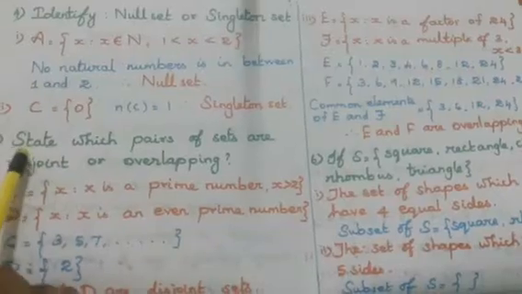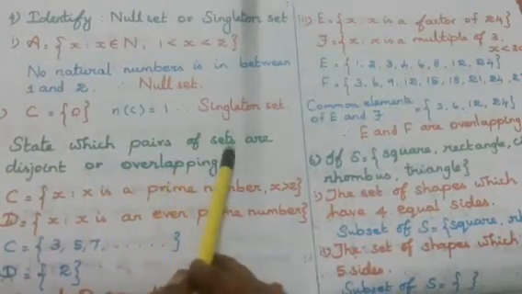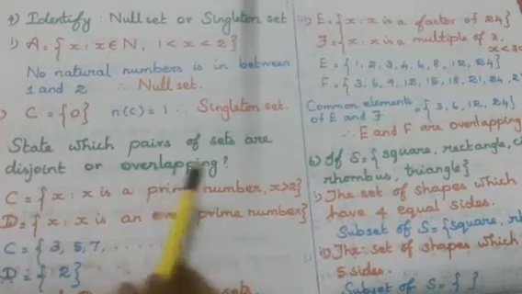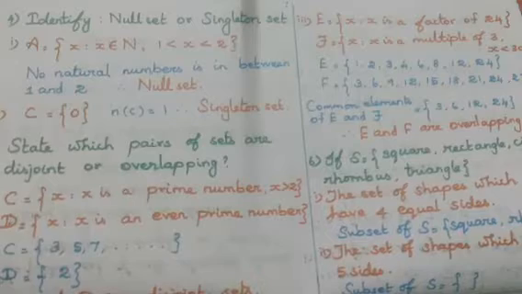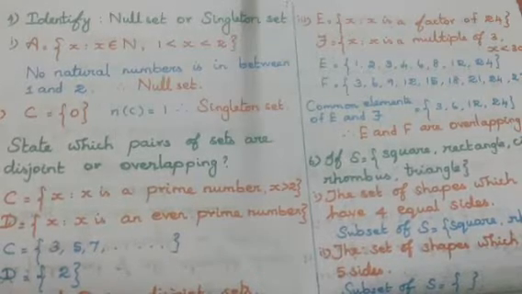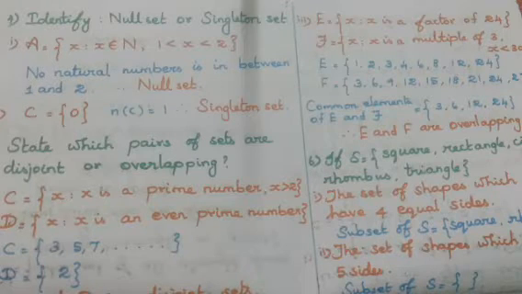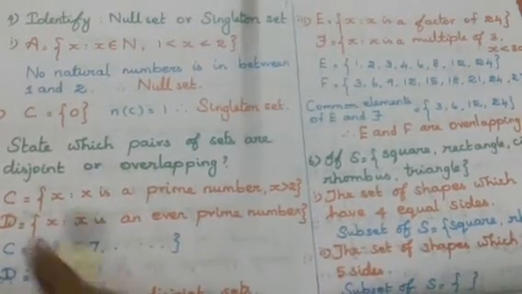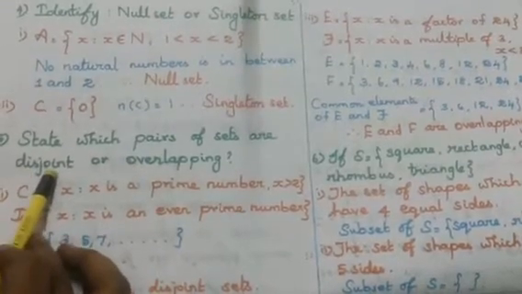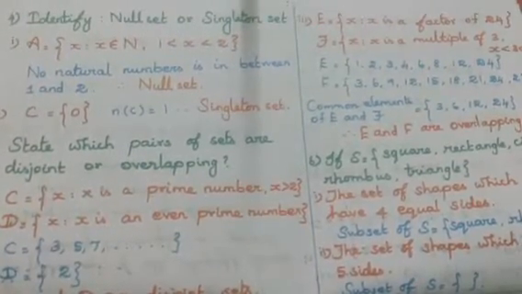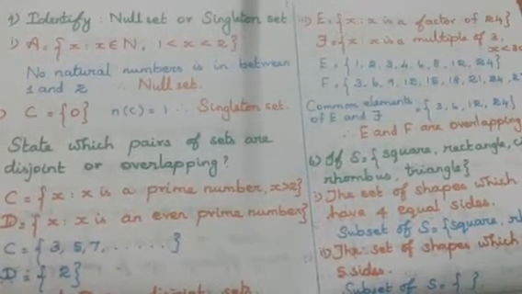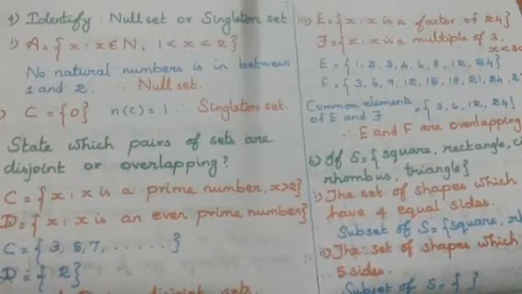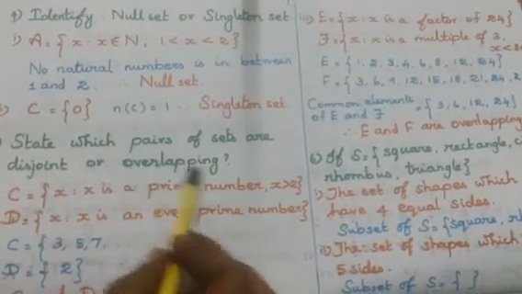Do you understand? Next one, state which pairs of sets are disjoint or overlapping. What is disjoint and overlapping? Disjoint means there is no intersection between two sets. Intersection means common values. If there are no common values between two sets, that is a disjoint set. Overlapping means one or two elements are equal in both of the sets. If there is an intersection between the given two sets, that is overlapping.